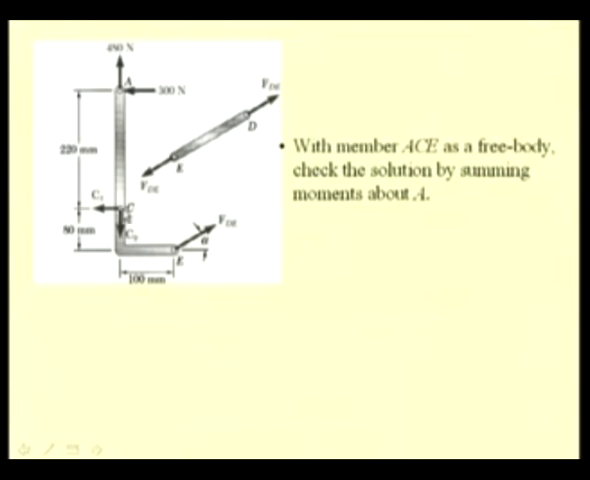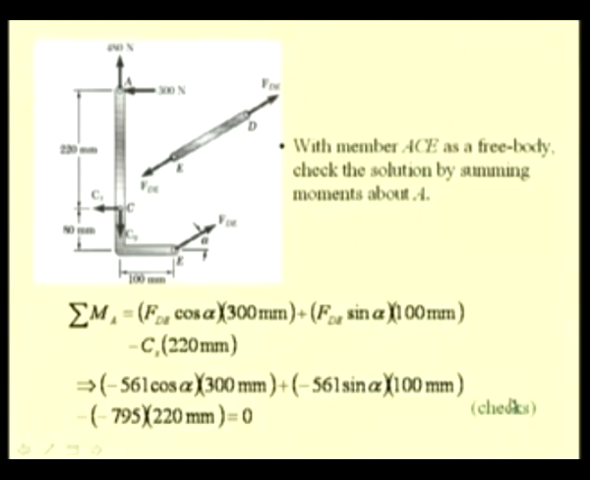The two reactions Cx and Cy have been determined from the free body diagram of the previous multi-force member, and the force from this two force member, FDE, again has been found from the previous free body diagram. So we do not have anything new to be found from this free body diagram, but the equations that result from it can be used to check whether our results are correct or not.